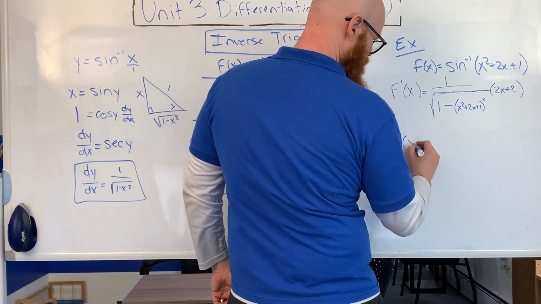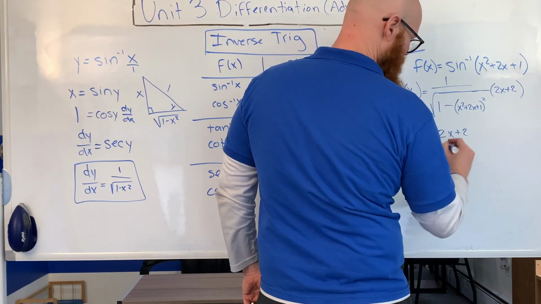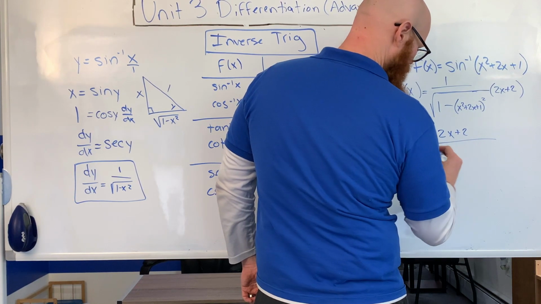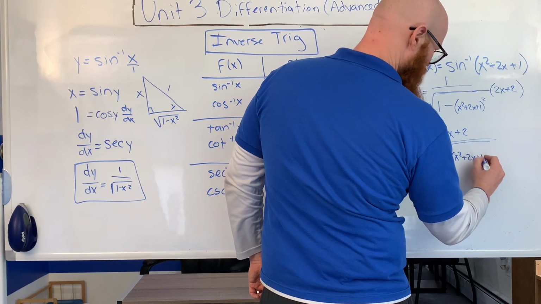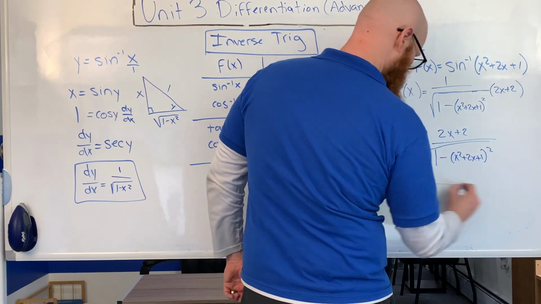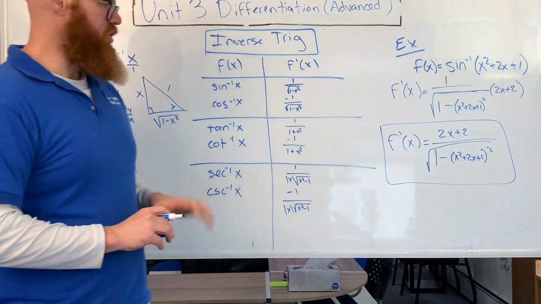So you could just start to do it like this. Instead of the 1, just put the derivative up there. So 2x plus 2 over root of 1 minus (x squared plus 2x plus 1) squared. All right, we could probably simplify that a little more, but you get the idea.